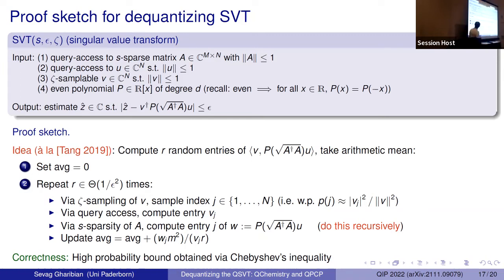So this is just the very last part of the proof, of how you dequantize the quantum singular value transform in order to estimate the guided local Hamiltonian problem to within constant error.